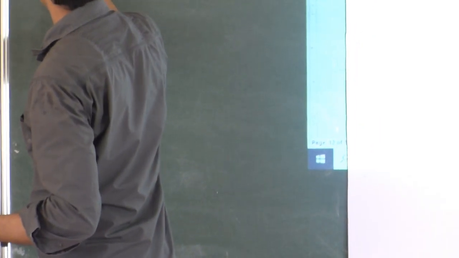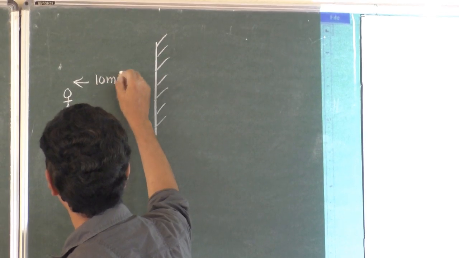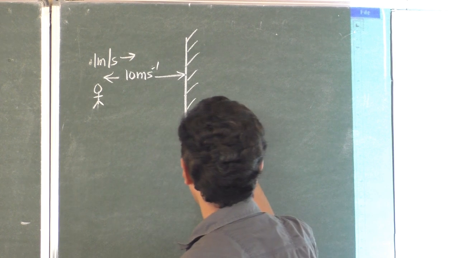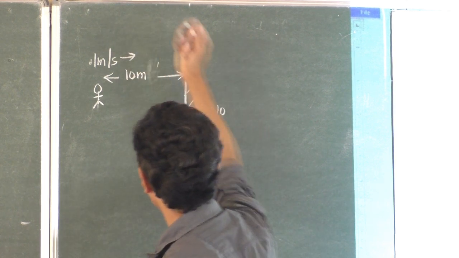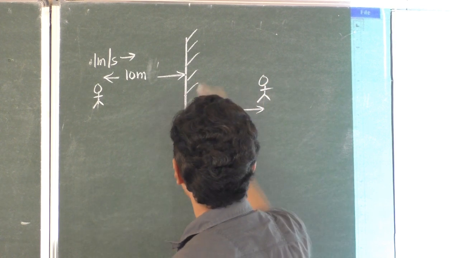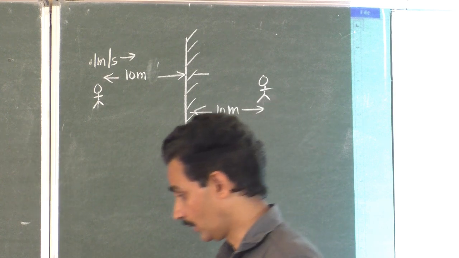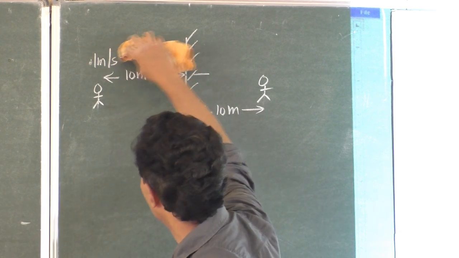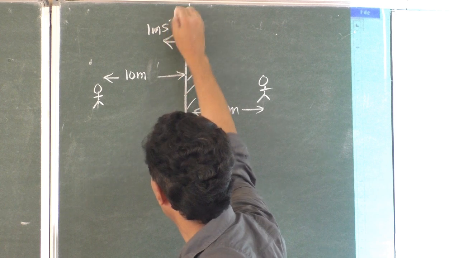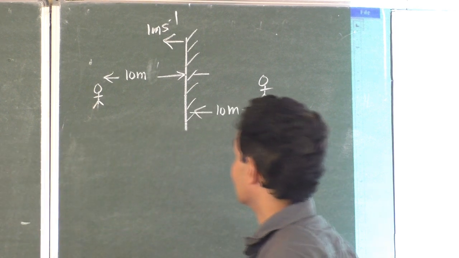I am standing at a distance of 10 meters, and the observer is planning to run at a speed of 1 meter per second towards the mirror. The image is at a distance of 10 meters, this is 10 meters, the image is here, like this, and this is also 10 meters, right. Now, not the person running, sorry, it is the mirror running. Suppose the mirror is moving with a speed of 1 meter per second towards the object. If this is the case, okay.